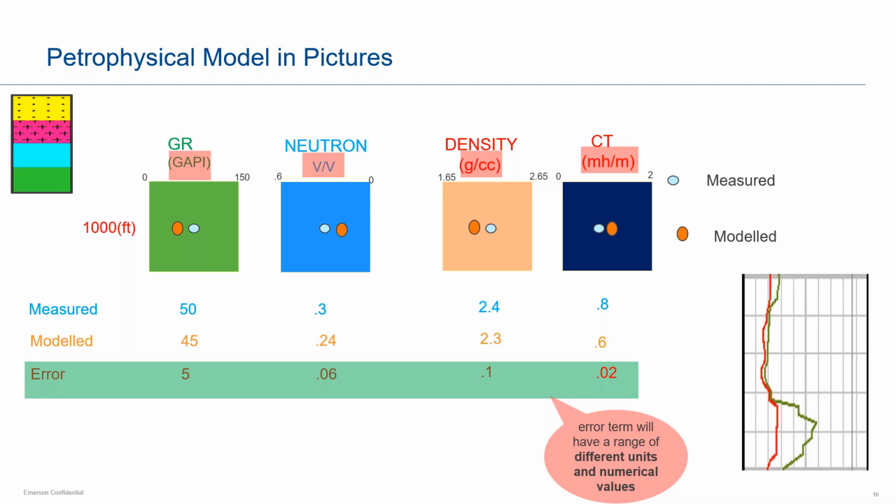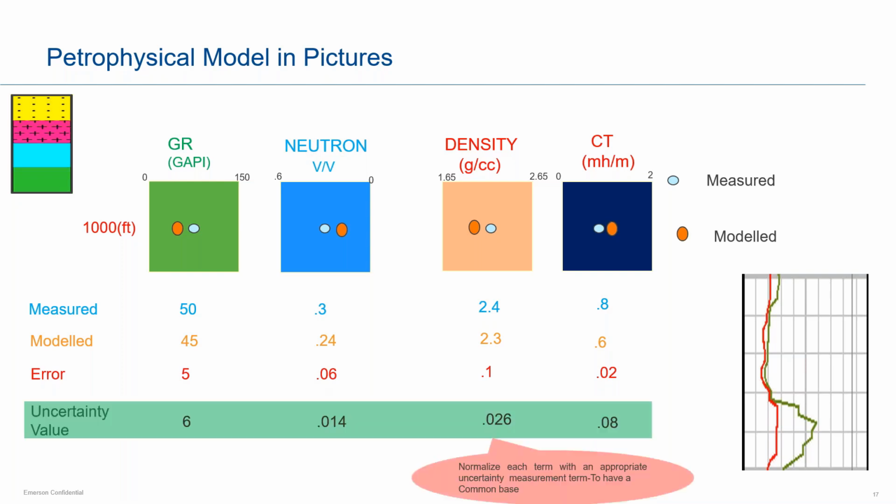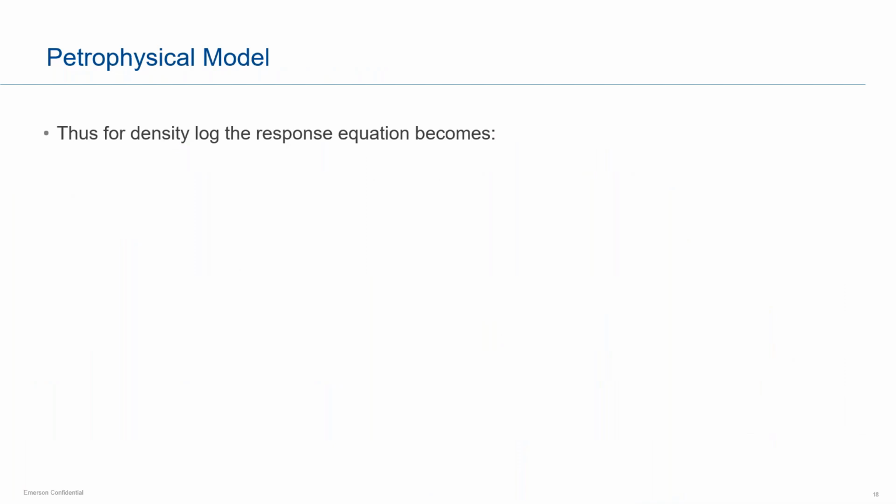So what we did in Multimin is we have introduced a parameter which is known as the uncertainty value. This uncertainty value is used so that each of the logging tool response equations has equal weightage in the error minimization. So if I look at the density equation again, you can see the error is the difference between model and the measured log. This uncertainty value is introduced in the denominator so that the weightage of, like if I use density, it will have equal weightage compared to other logs.